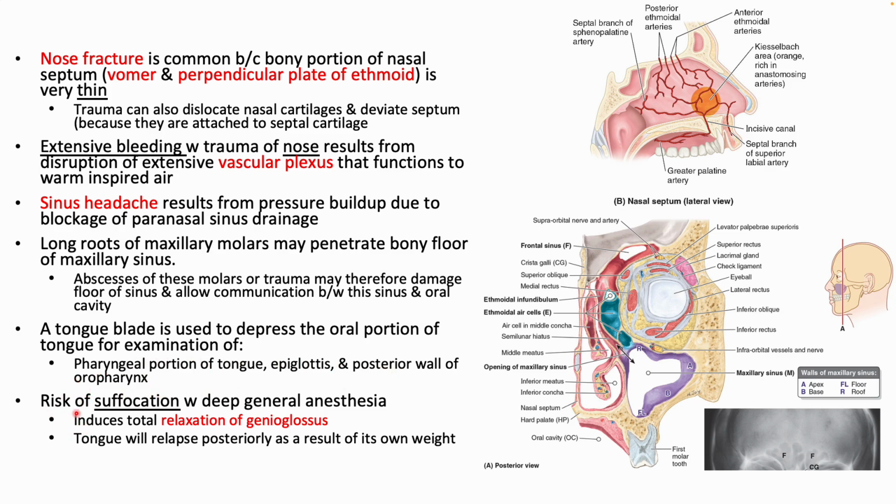One final thing is with general anesthesia, there's a risk of suffocation because it'll totally relax the genioglossus. And what that does is it can allow the tongue to relapse posteriorly as a result of its own weight. So the tongue is this big organ. If our muscles, the genioglossus, remember that's the one that's going to depress and stick it out, if that gets paralyzed, then we don't really have anything to prevent our tongue from just falling back and suffocating us.